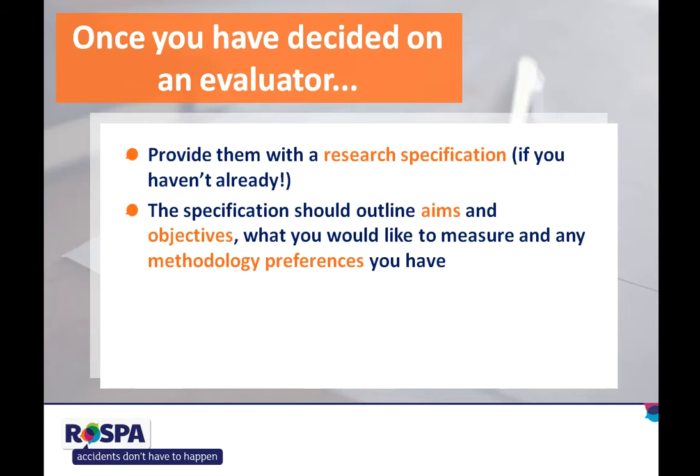In short, the specification should outline the aims and objectives of the project and what you would like to measure in your evaluation. If you have a method in mind, you might also like to guide the evaluator towards this. Where possible, you should also provide a timeline for the evaluation. This should have time built in for any clarifications with the evaluator and time to sign off fieldwork materials before the evaluation starts.